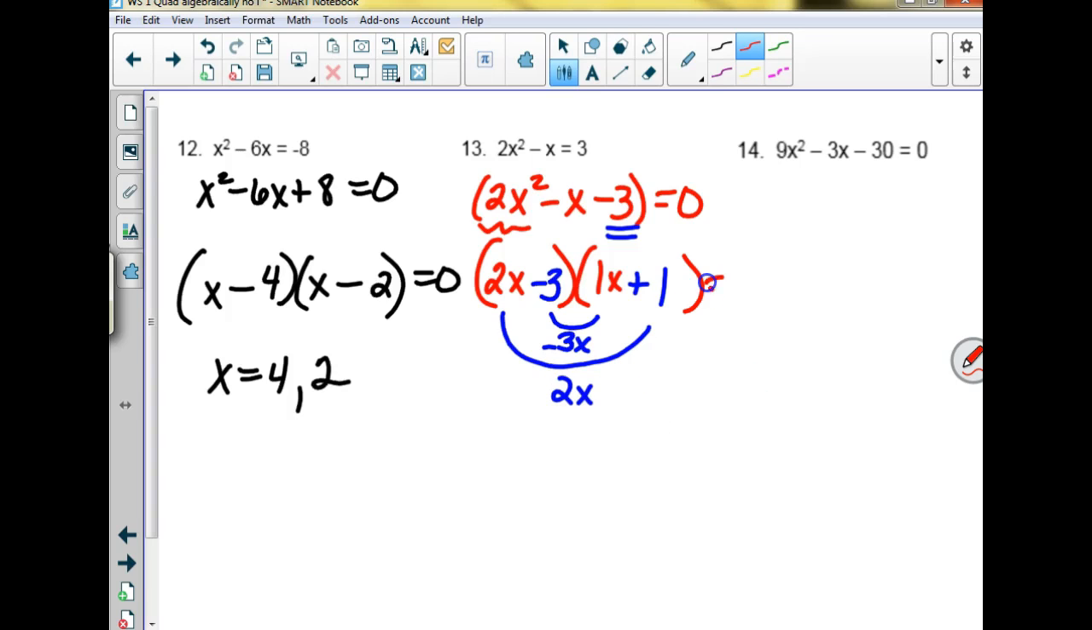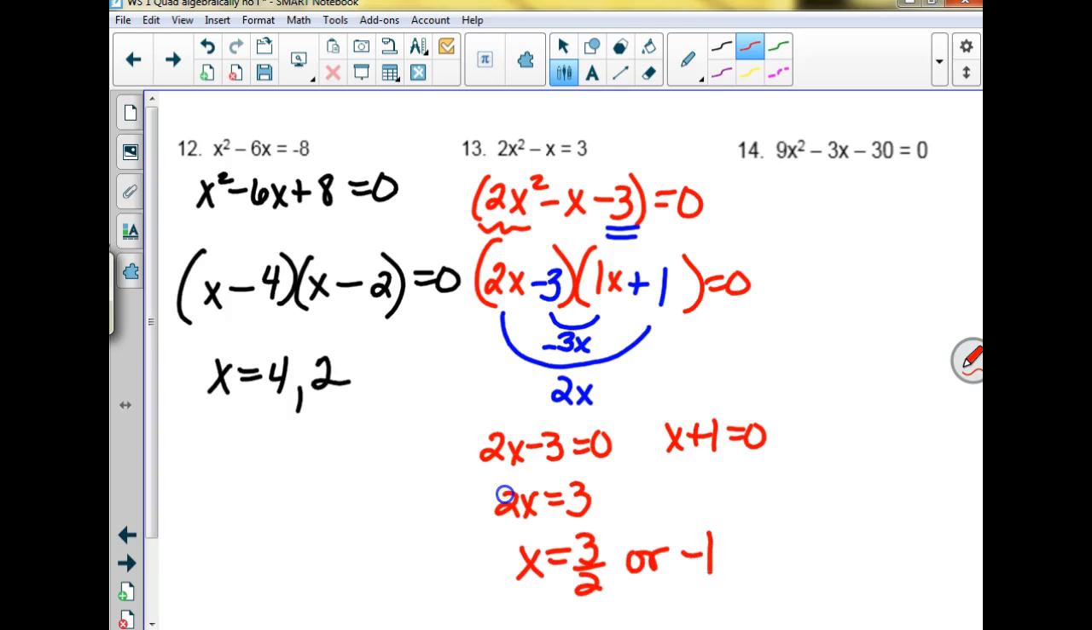So we got it to factor. Now what? Either this equals 0 or this one equals 0. Be careful. It's not 3 and negative 1, right? You would have to divide by 2 here, so you get 3 halves or negative 1.